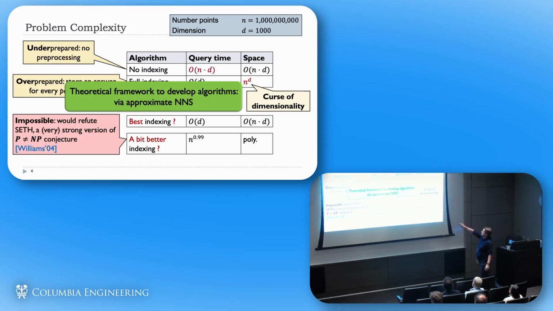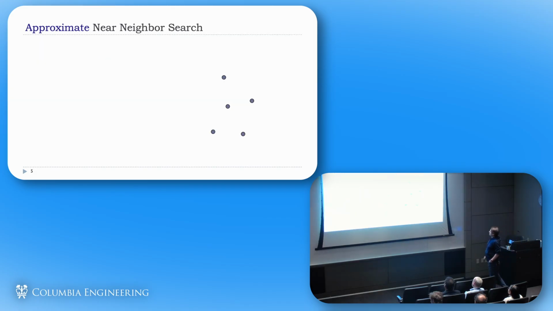A very successful theoretical framework to develop such algorithms was the approximate version of nearest neighbor search. Let's relax the problem to some approximation, solve that, develop algorithms, and then see how they work. So here is the definition for approximate near neighbor search. There will be two steps of relaxations.